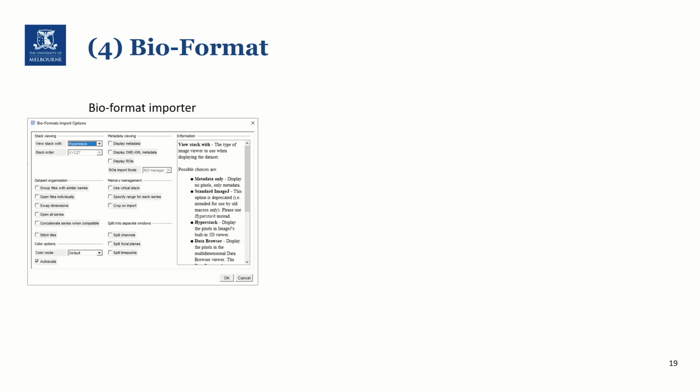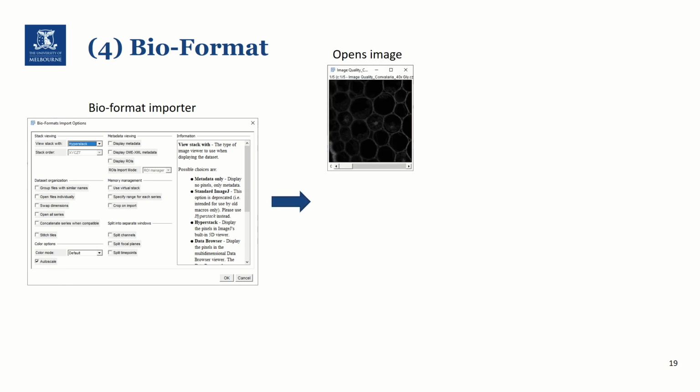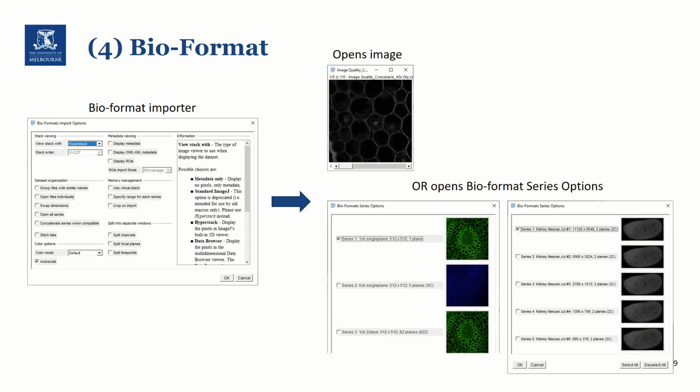The Bio-Formats plugin works this way. When we drag and drop the raw microscopy image, if it is readable by Bio-Formats, this window will pop up, which is the Bio-Formats Importer. We can set many different import options from here, and when we click OK, it will either open the image or open an additional dialog window, which is the series options window showing multiple images.